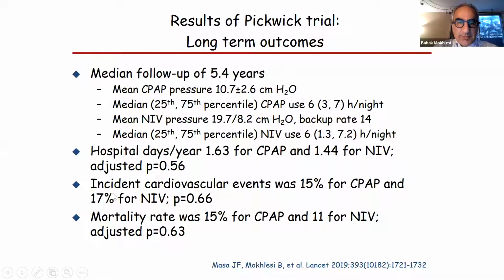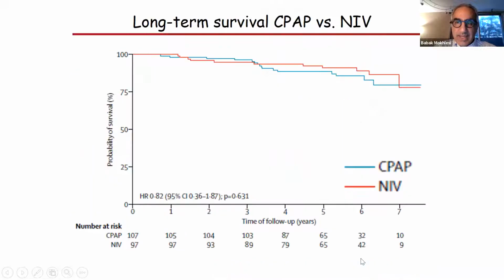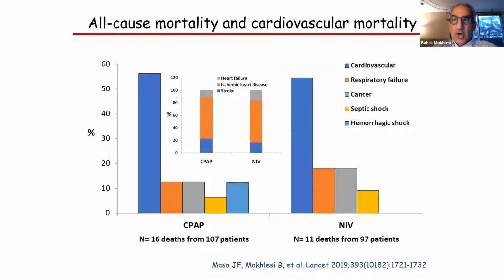Other outcomes that we explored was incident cardiovascular events, 15% for CPAP, 17% for NIV. Mortality rate didn't reach significance either, 15% for CPAP. This is 11% for NIV. And here's the Kaplan-Meier survival curve. As you can see, no significant difference between CPAP and NIV in patients with OHS who have severe OSA. In terms of causes of death, you can see that cardiovascular causes of death are the predominant cause in both groups.